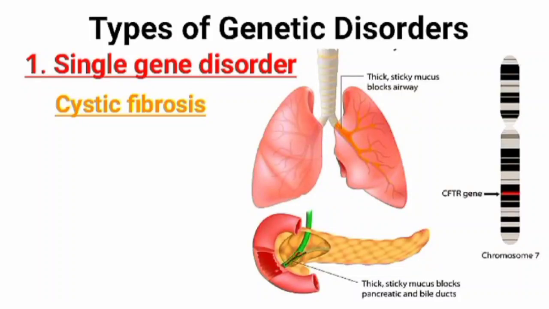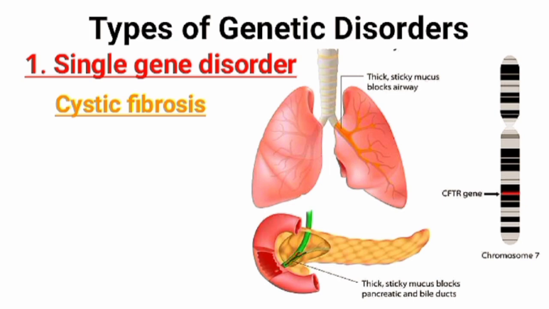Hello students, in this video lecture we will discuss the types of genetic disorders. As you all know, there are three types of genetic disorder. Number 1, single gene disorder. Number 2, chromosomal gene disorder, and number 3, multifactorial gene disorder.